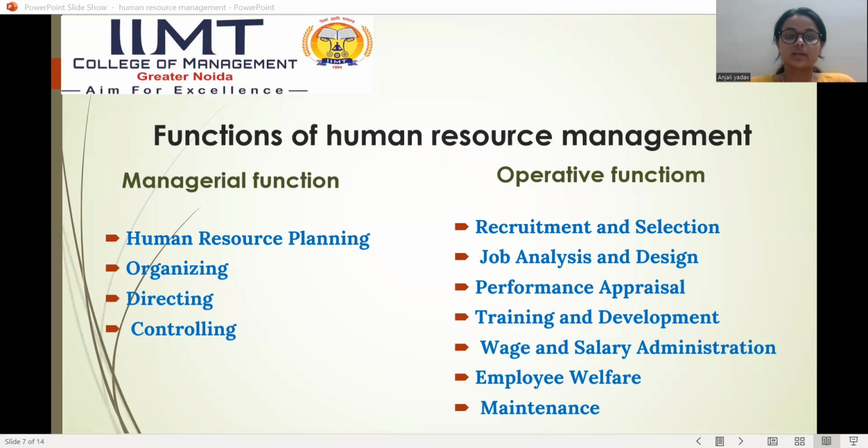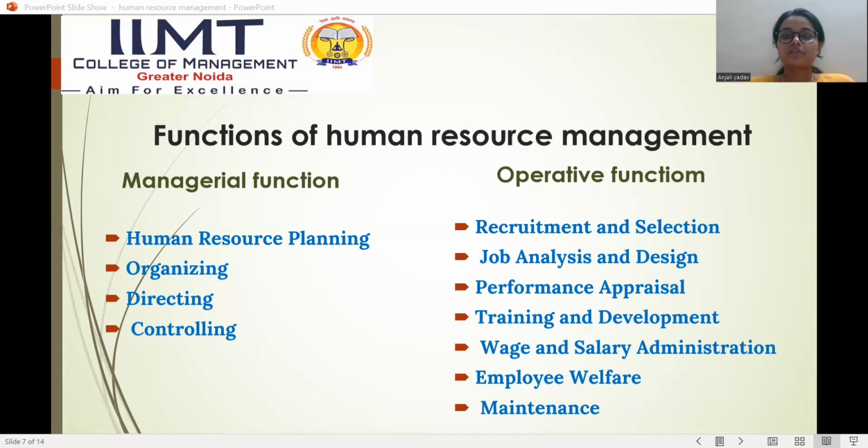Fourth is controlling. So after planning, organizing, and directing, actual performance is checked, verified, and compared with the standards. If the actual performance is found to deviate from the plan, controlling measures are required to be taken for the attainment of the organizational objective.